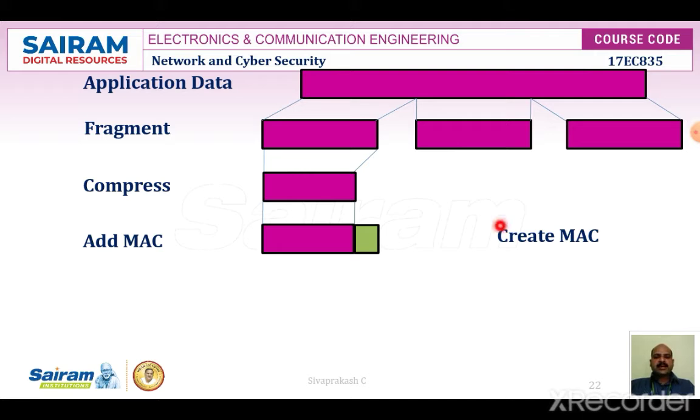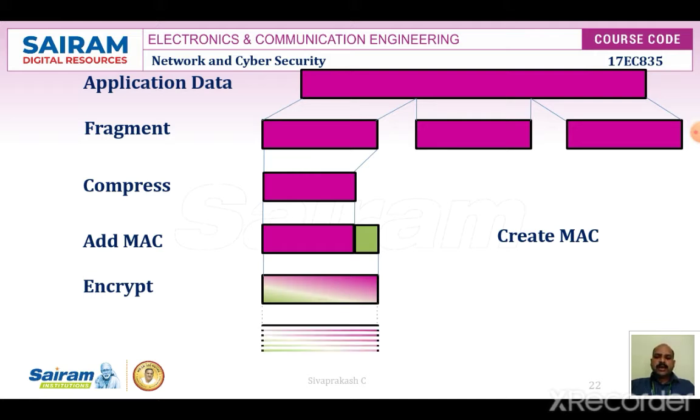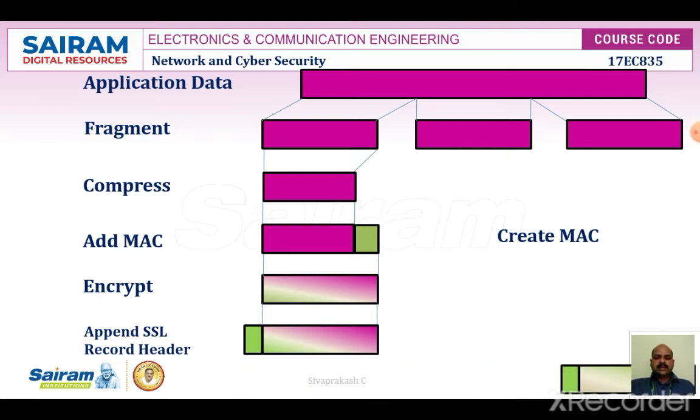So to add the MAC data along with the compressed data, we maintain the block size. Once we add the MAC code along with the data, we do the encryption process, which converts the data into a different form. After the encryption, we append the SSL record header. Once the record header is appended, the data is transmitted. This is the particular record format present in SSL.